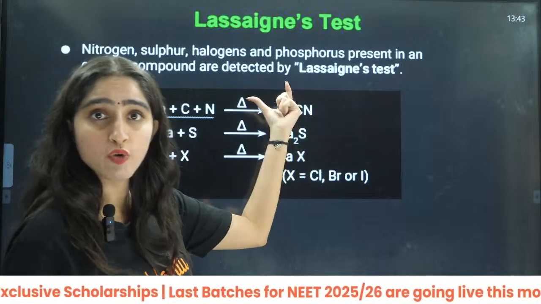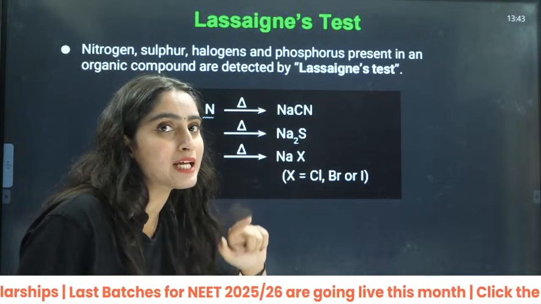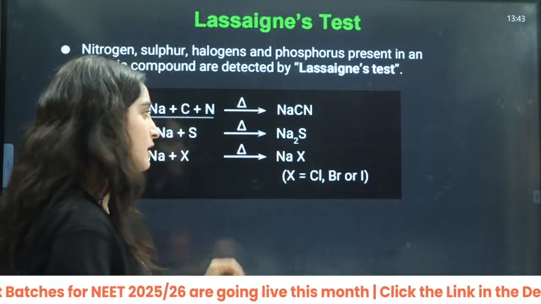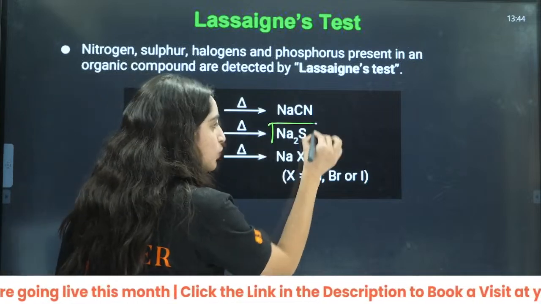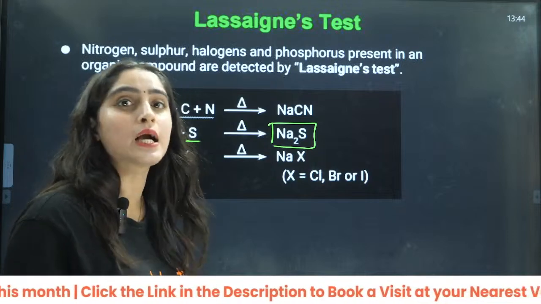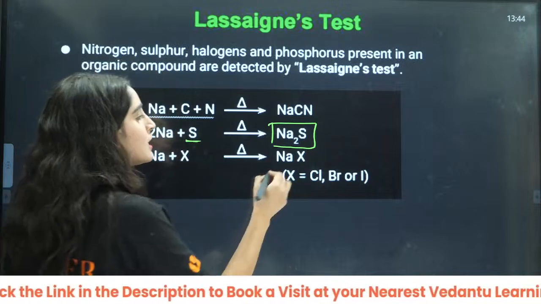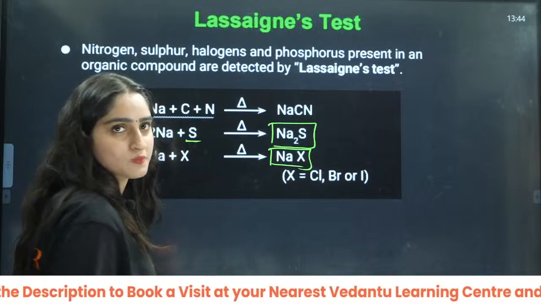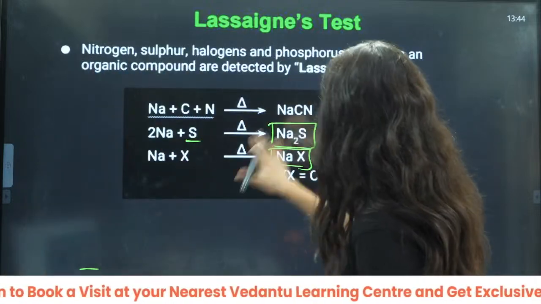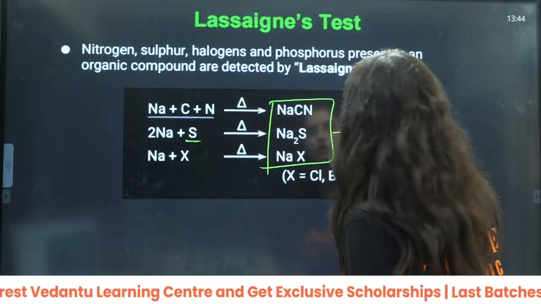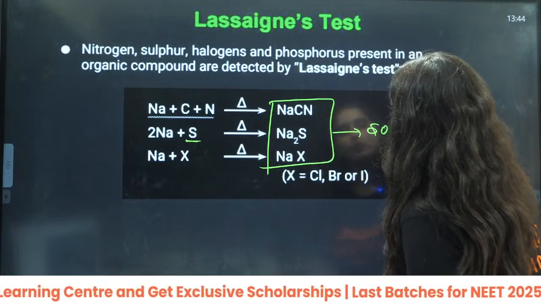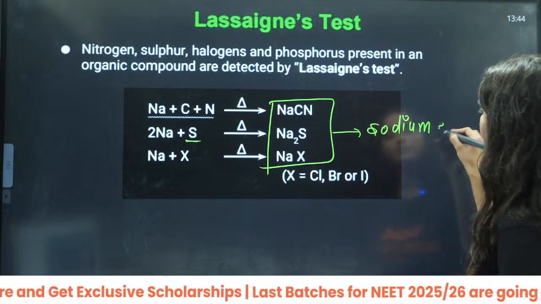In the sodium extract, you will have this. If nitrogen is present in the organic compound, you get NaCN. If sulfur is present, then you will have Na2S. If some halogen is present, then you will have NaX. These three things are present in the sodium extract, or fusion extract.